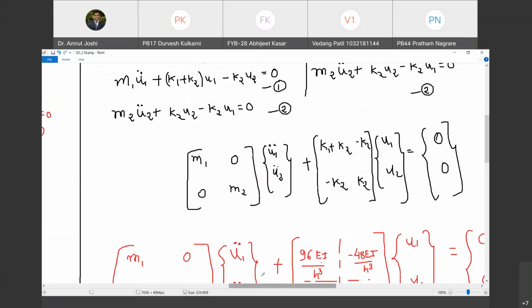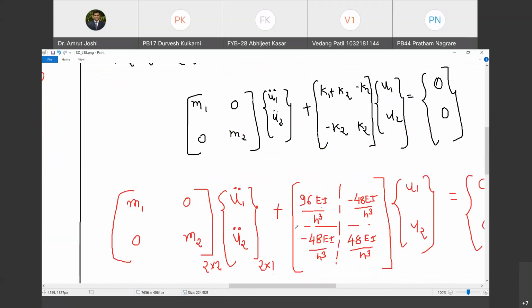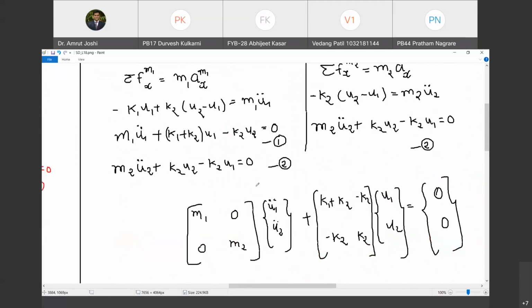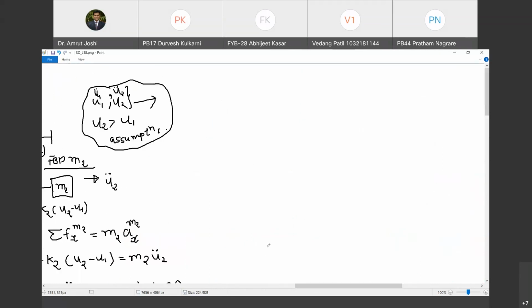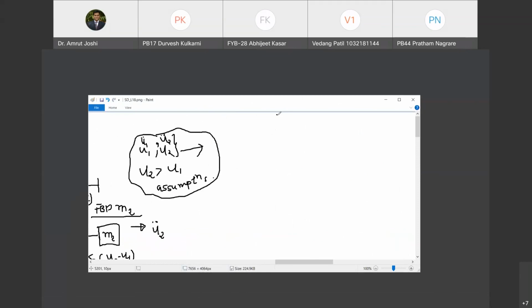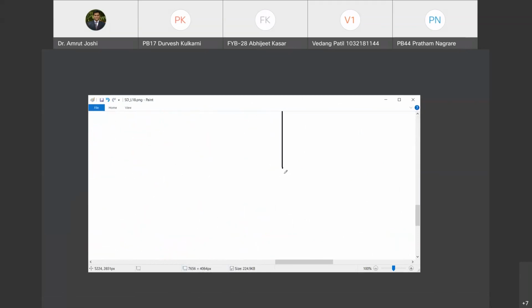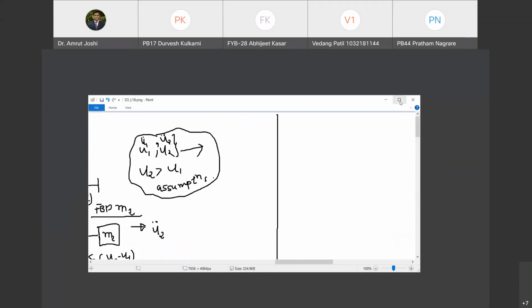Now, the question is, how do I solve this? How am I going to solve these equations? Because I said the equations are coupled. m1 u1 double dot also involves a term in u2. Are you with me? So now to solve these equations, we are not going to deal with simply these letters. Instead of that, I would prefer to take some numbers. Are you with me?